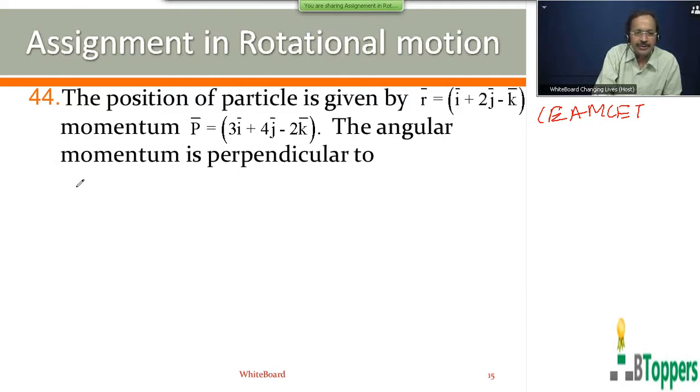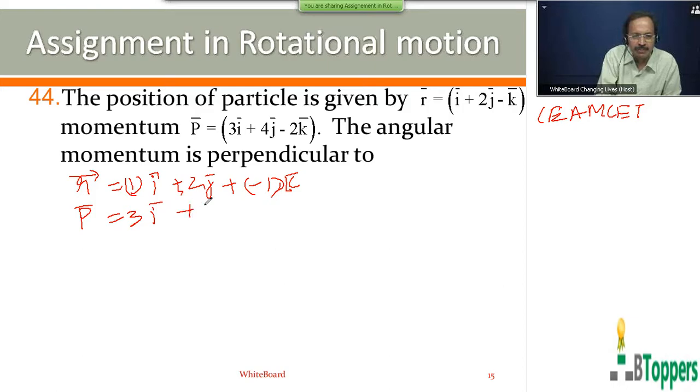So you can write R bar is equal to 1 into I bar plus 2 J bar plus minus 1 into K bar. And P bar equal to 3 I bar plus 4 J bar plus minus 2 into K bar.